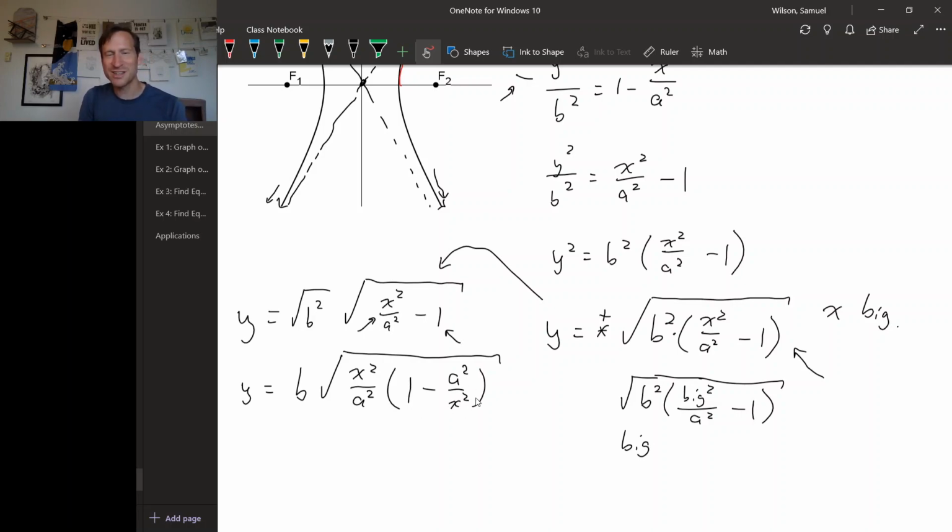If you're not quite sure that this is right, remember you can always check that it's correct by distributing the x squared over a squared and checking that we do get back to this stuff in parentheses, x squared over a squared minus 1. And it does work out. Okay. Well, now look, we have another product inside of our square root. So we can write this as b times the square root of x squared over a squared times the square root of 1 minus a squared over x squared.